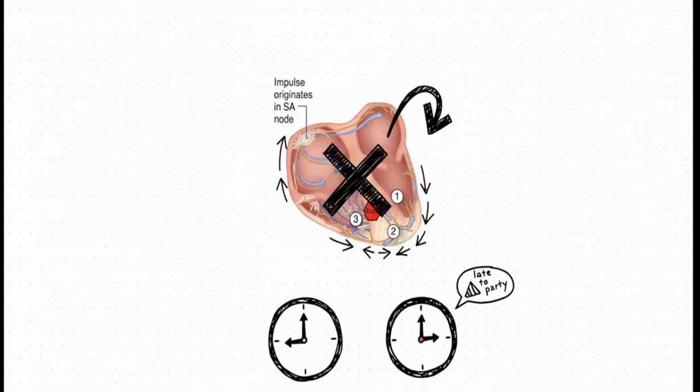So, a bundle branch block. It's literally just a roadblock on one of those lanes. If one side is blocked, the electricity has to take this slow, scenic detour, kind of going from cell to cell to get to the other side. This means one ventricle fires right on time, and the other one, well, it's late to the party.